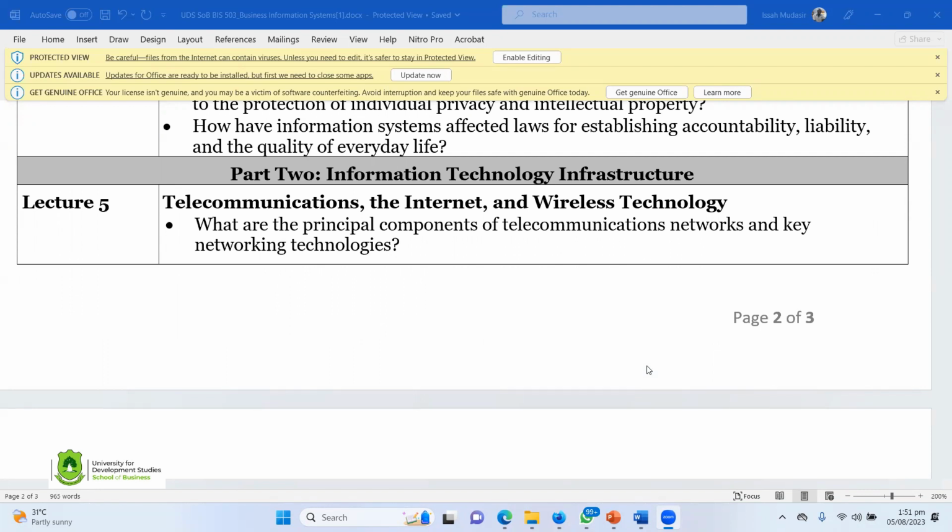So here, we will try to understand the principal components of a telecommunication network, the hardware components, the software components, and then we will also look at other aspects. And here, we'll be interested in trying to just differentiate some basic ways of networking an enterprise.